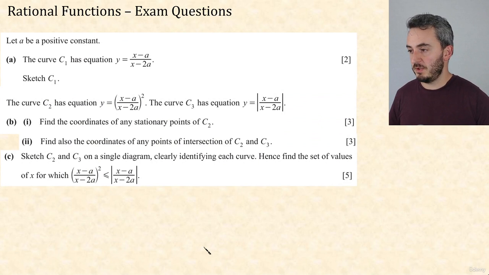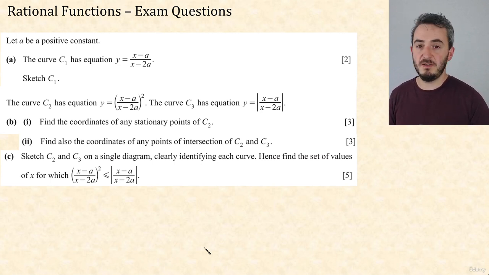So let a be a positive constant. The curve C1 has equation y = (x - a) over (x - 2a). Sketch this. Okay, so when we've been asked to sketch something with an unknown, you basically just pretend that a is 1 or something, just anything positive.